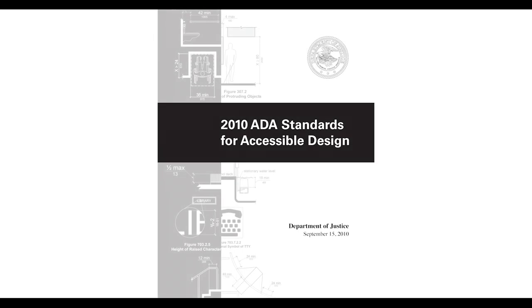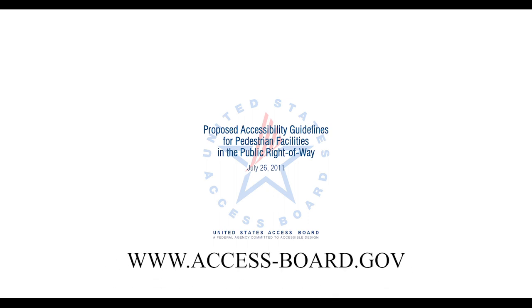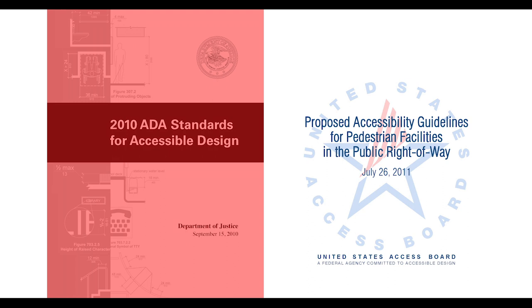The current federal standards for ADA compliance is ADAAG 2010. A copy of ADAAG 2010 can be found at www.ada.gov. Where ADAAG is unclear or incomplete, PROWAG, the proposed right-of-way guidelines, can be supplemented. A copy of PROWAG can be found at www.access-board.gov.